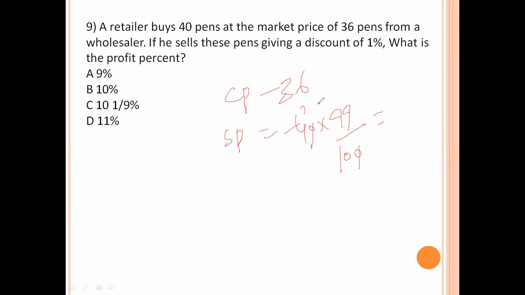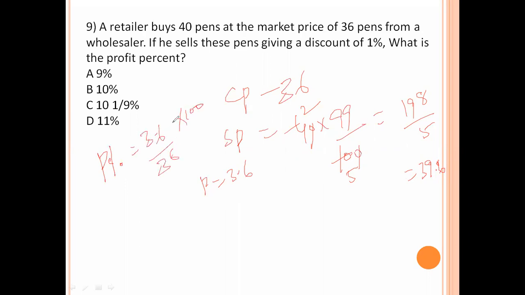0 0 get cancelled. 2 2s are 4, 2 5s are 10. 2 9s are 18, 2 9s are 18 plus 1, 19 by 5. 5 3s are 15, carry 4, 48, 5 9s are 45, carry 3, 30, 5 6s are 30. Profit is 3.6. Profit percentage is 3.6 by 36 into 100. 1 1s are 1, 10, 0 0 get cancelled, that is 10%. Option number B is the right answer.